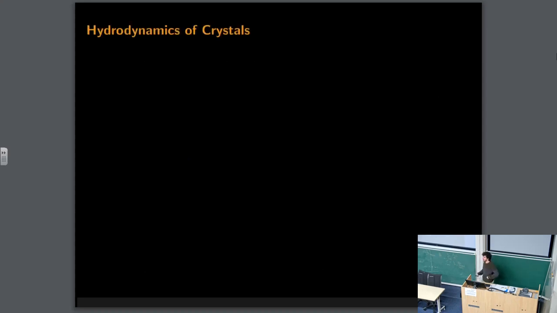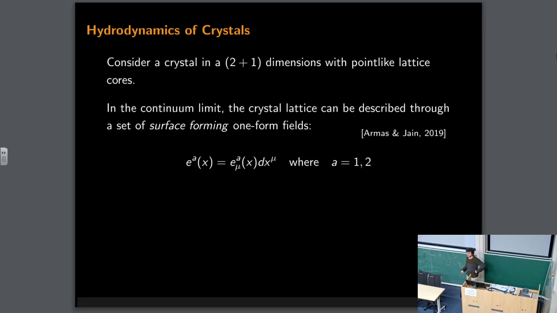So let me start by introducing some of the tools needed to describe crystals hydrodynamically. I'm going to work with standard crystals. By this I mean point-like lattice cores in two spatial dimensions. In the continuum limit, this can be described by two one-form fields, E1 and E2, and I'll keep using the first lowercase Latin letters to address this internal index.